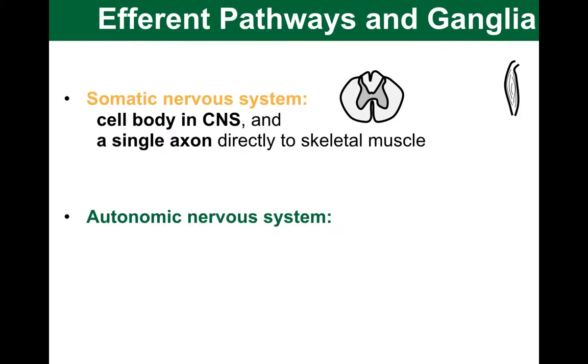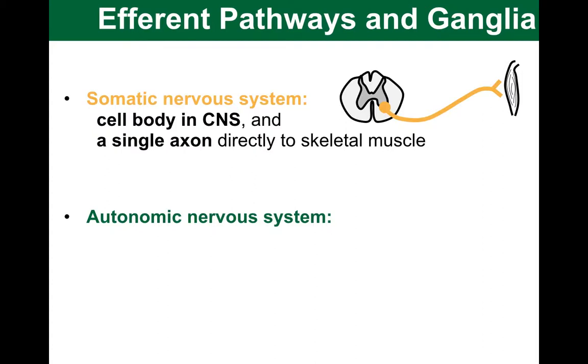Next, let's have a look at the efferent pathways and ganglia. So what we see with the somatic nervous system is that the cell bodies of these are located still within the central nervous system. And they have this single axon that extends directly to the target. In this diagram, the target would be the skeletal muscle on the right.